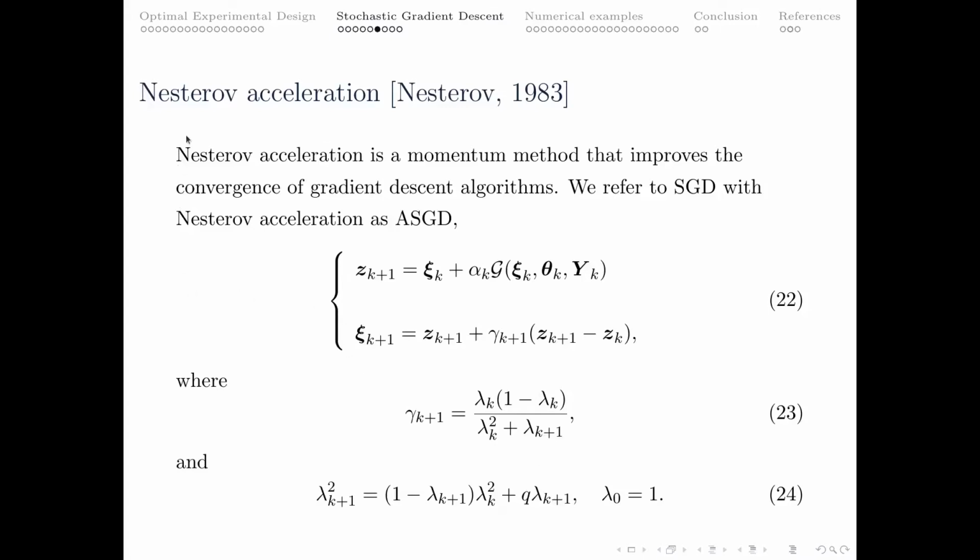To further improve the convergence of stochastic gradient descent methods, we use Nesterov acceleration here. Nesterov acceleration is a momentum method, so instead of just going from psi k to psi k plus 1 using the steepest descent or steepest ascent direction, what we do is we move to z, and then we use information from previous iterations to perform an extra step, as denoted here. Note that to get this momentum parameter, we need to set up this parameter q that tunes how much momentum is applied to Nesterov acceleration.